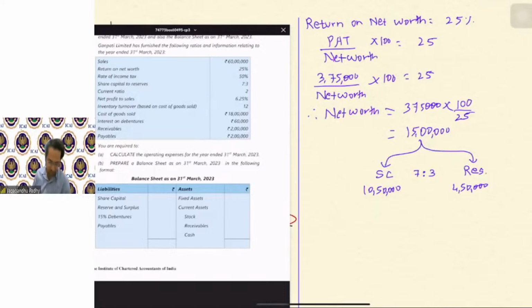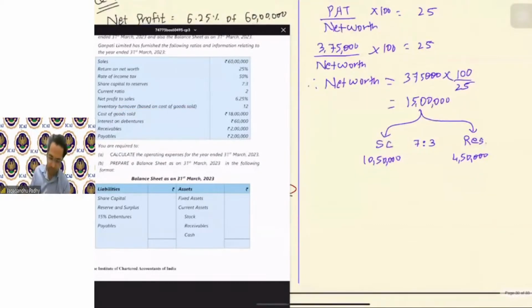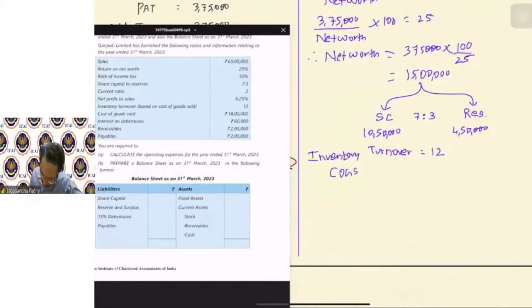Let's look at the other ratios. Current ratio is 2:1. For that, we'll need current liability, no information as of now. We'll see later. Net profit to sales is given. Then inventory turnover based on cost of goods sold. So definitely from here, we can get the value of inventory. Inventory turnover is 12. Now this inventory turnover is based on COGS. This will be COGS upon inventory is 12.